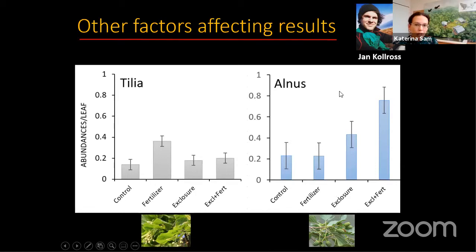But when we excluded the predators from it, suddenly the abundances increased significantly, which means that the Alnus is more dependent on the help of the predators, relying more on the induced defenses than the Tilia, which is limited by the nutrients.